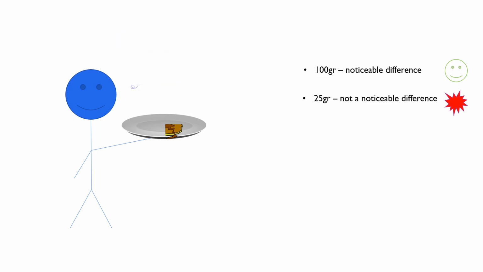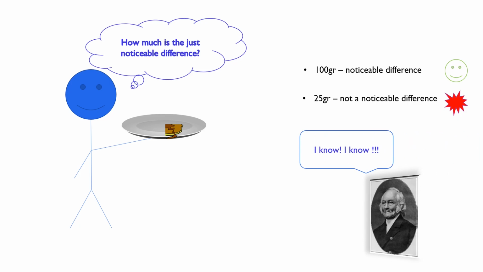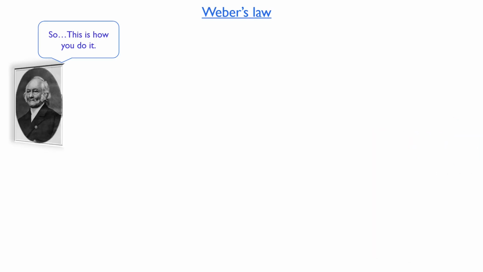You might wonder, can the just noticeable difference be quantified somehow? Is there a rule that says which specific number between 25 and 100 is the just noticeable difference? Yeah, there is. It is called Weber's law. So, what is Weber's law? It is a statement described with this simple equation.